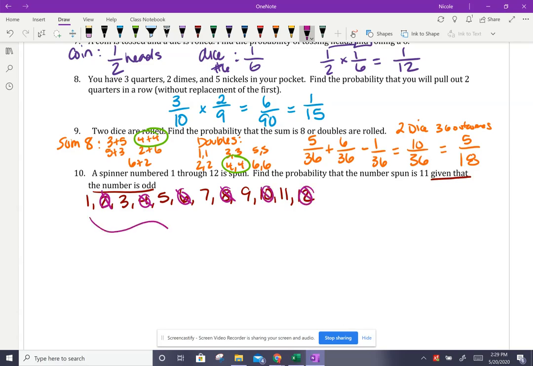So now you have a total of 1, 2, 3, 4, 5, 6 outcomes. 6 numbers that are odd that are your possible outcomes. Now, how many of those is the number 11? Only 1. So for this answer, it's 1 out of 6. Because there's only one 11, and you're only going from the odd numbers. So there's only 6 odd numbers.